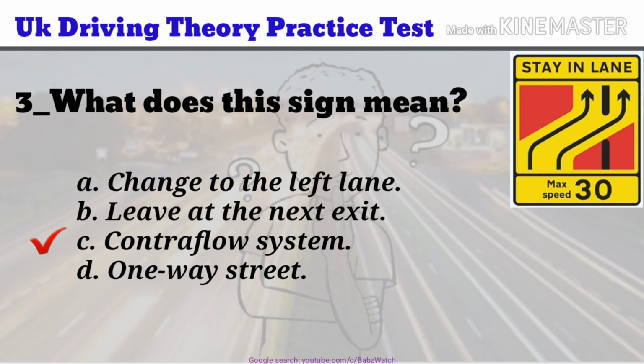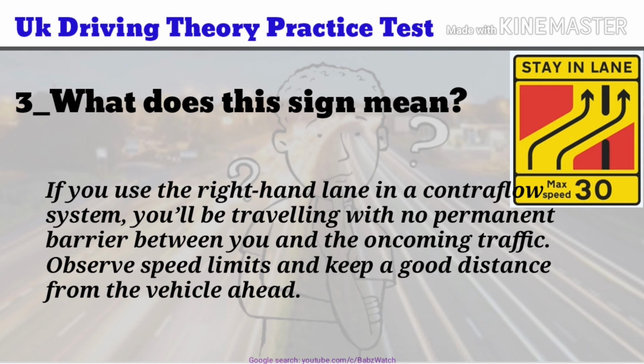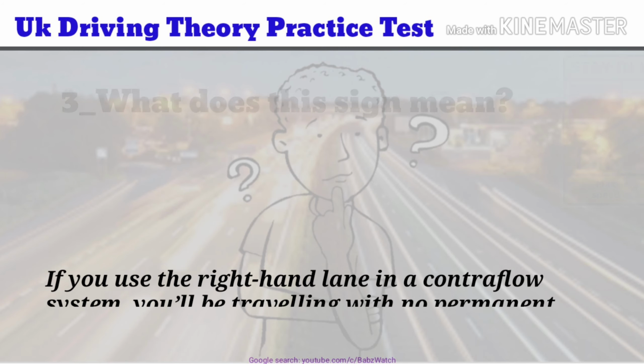The correct answer is C. Contraflow system. If you use the right-hand lane in a contraflow system, you'll be traveling with no permanent barrier between you and the oncoming traffic. Observe speed limits and keep a good distance from the vehicle ahead.